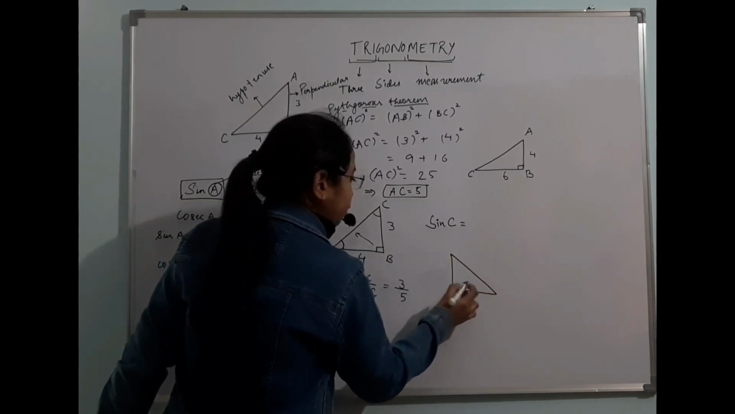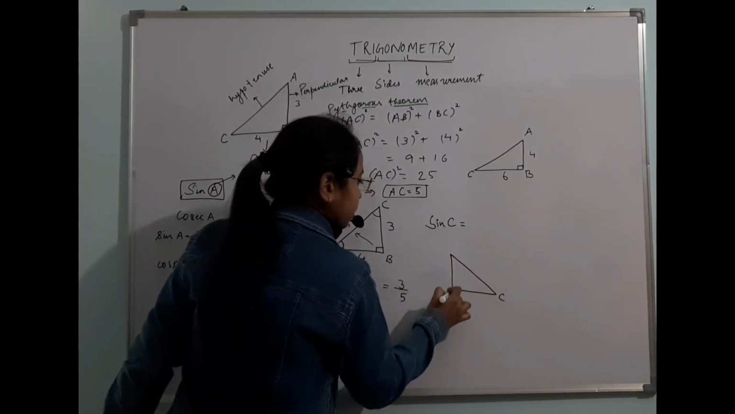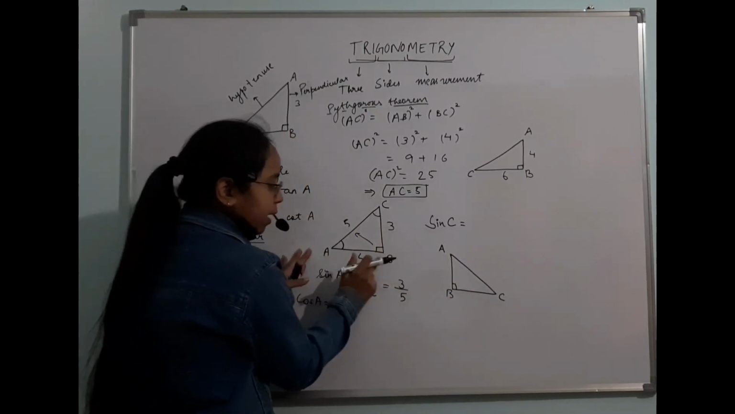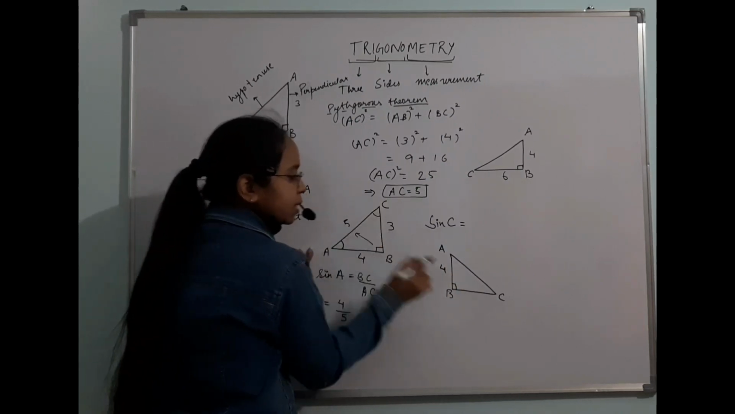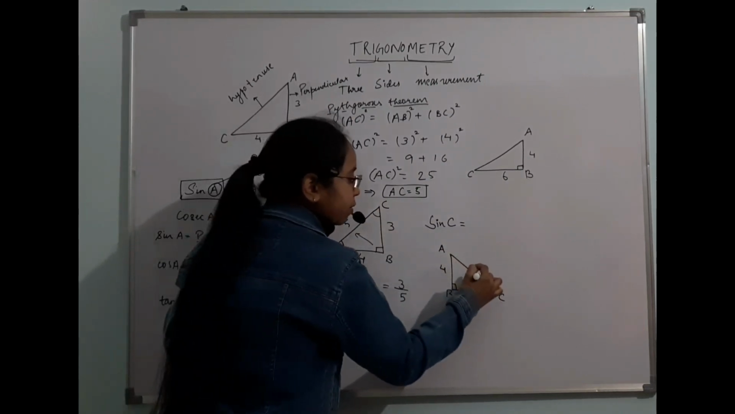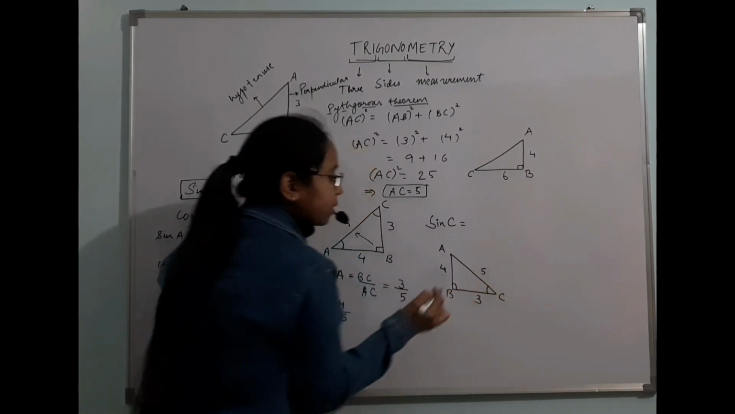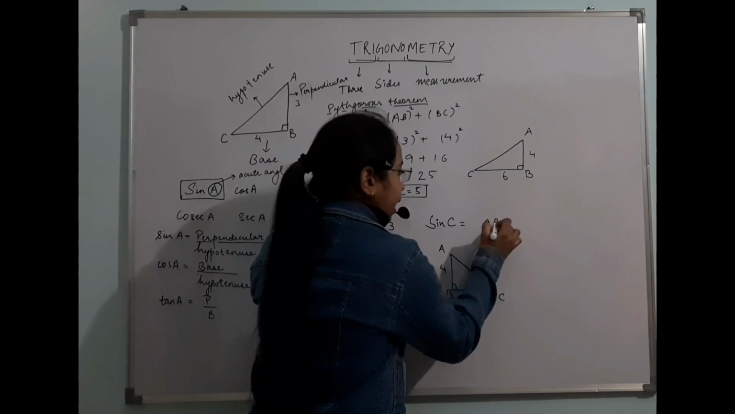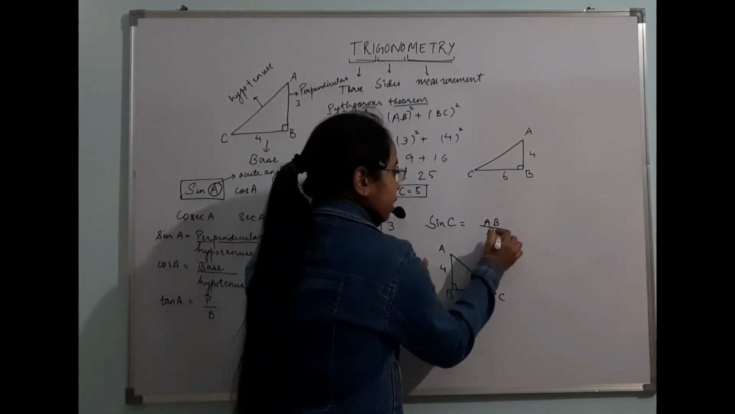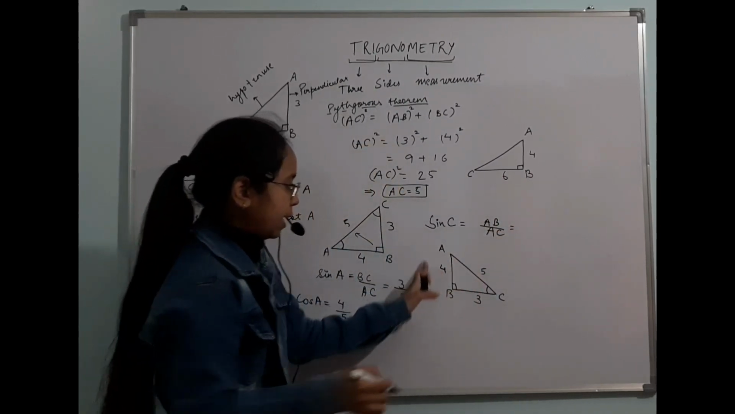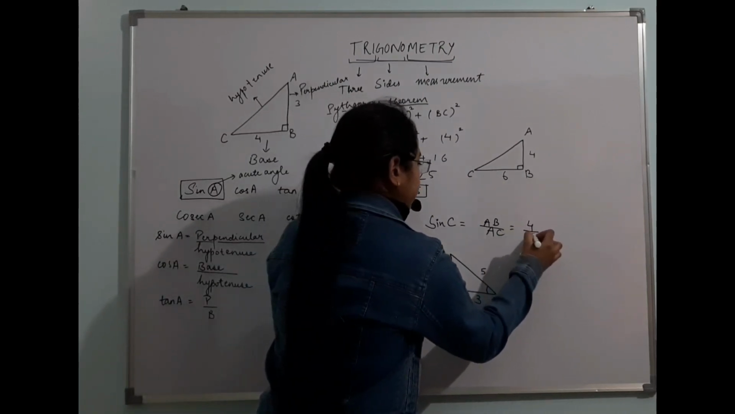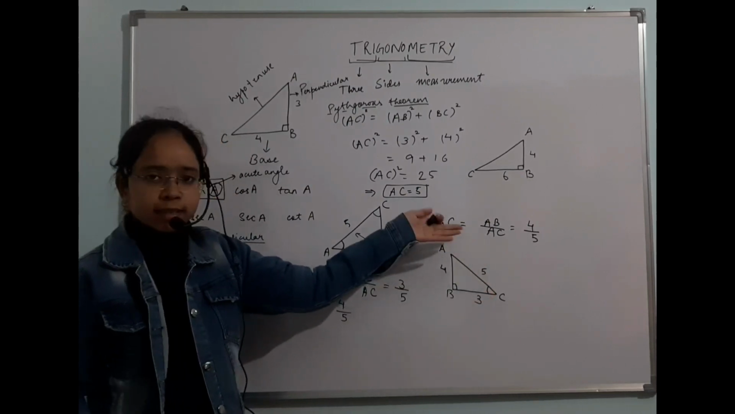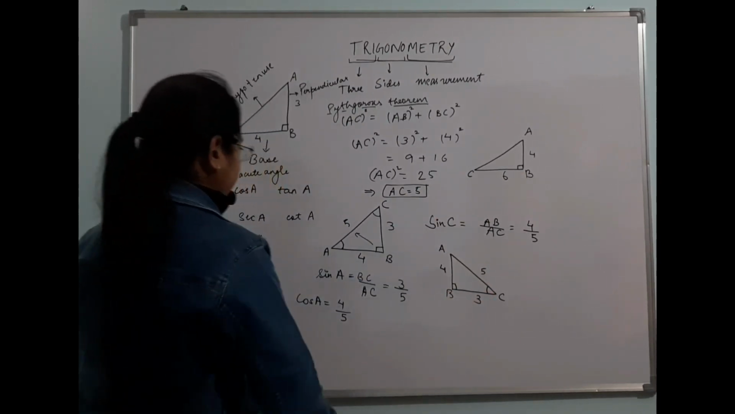And the new triangle can be formed as right angle at B, same, interchanging A and C. Putting the same values, AB now is 4, BC is 3 and AC is 5. So with respect to angle C, our perpendicular is AB and hypotenuse is AC. So the value of sine C is AB upon AC, 4 upon 5. Similarly, we can find cos C, tan C, cosec, sec, cot, all the trigonometric ratios.